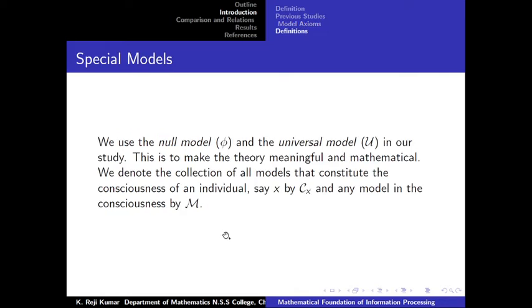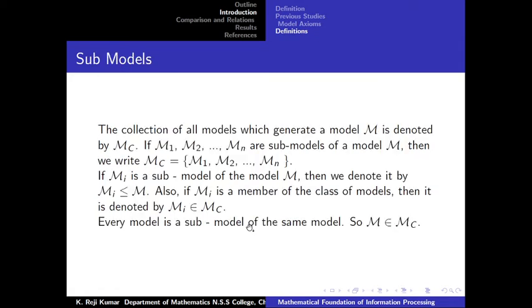We have some special kinds of models to discuss. We use the concept of the null model and the universal model in our study, to make the theory meaningful, and also to make it mathematical. We denote the collection of all models that constitute the consciousness of an individual X by Cx, and any model in the consciousness can be denoted by M.